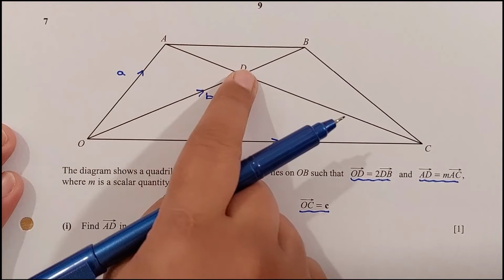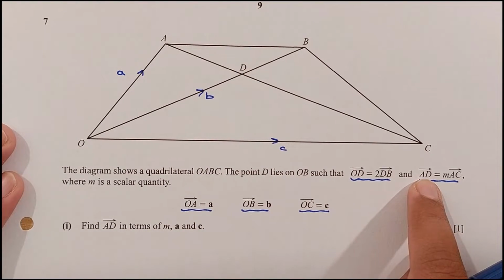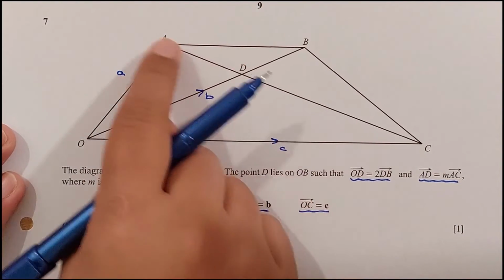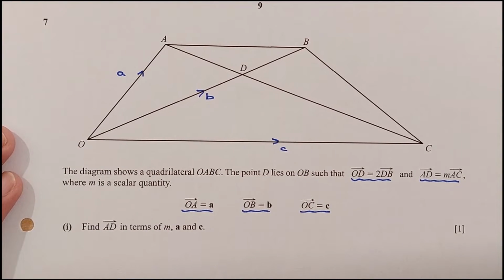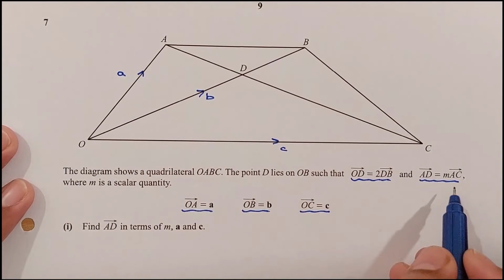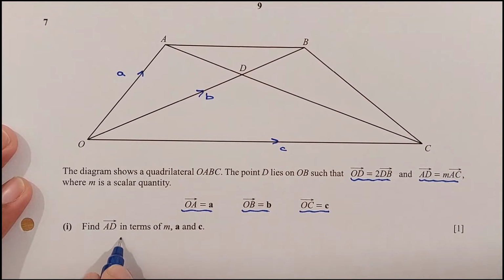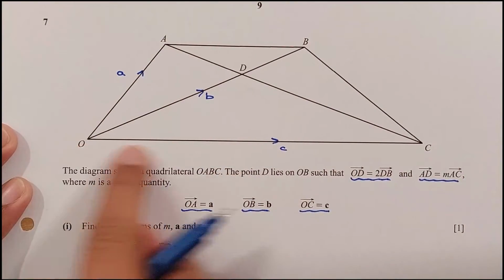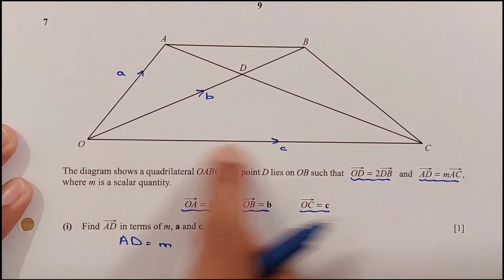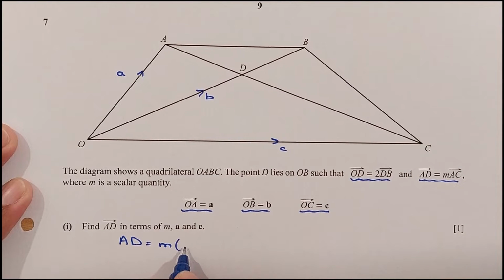Okay, AD. AD is AO plus OD, but we have to do it using this: AD is M times AC. So what is AC? A to O and O to C, so minus A plus C. So this is AD equals M times (C minus A).